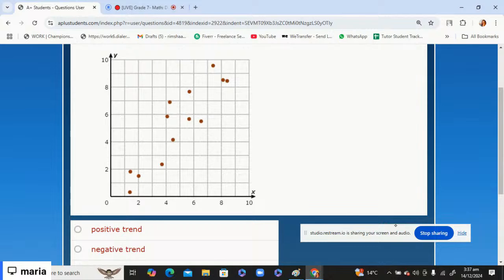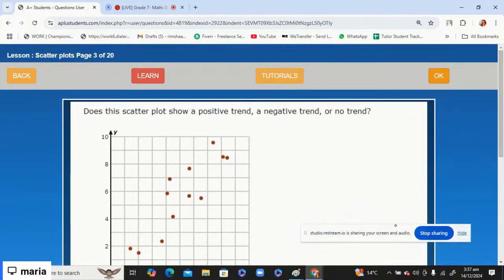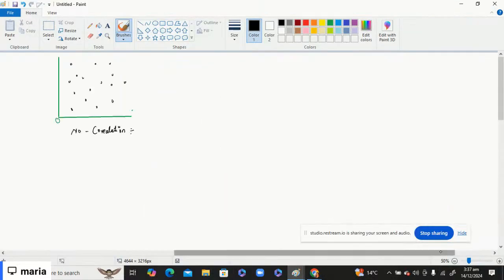So look at here, it's moving up from left to right upward. So it's left to right upward, so it means that it's a positive trend. So here we're gonna put it down as a positive trend. Okay, here I'm going to draw all these points, so you are going to check these are all points.